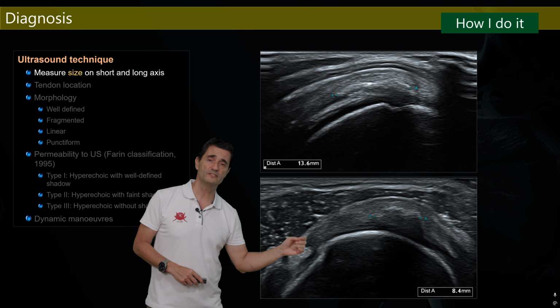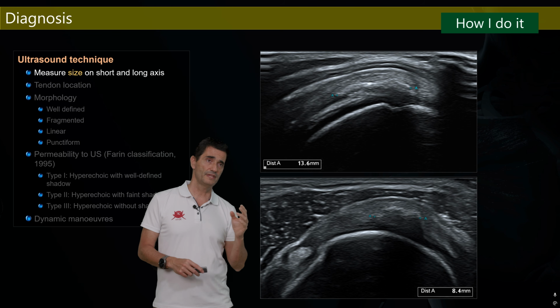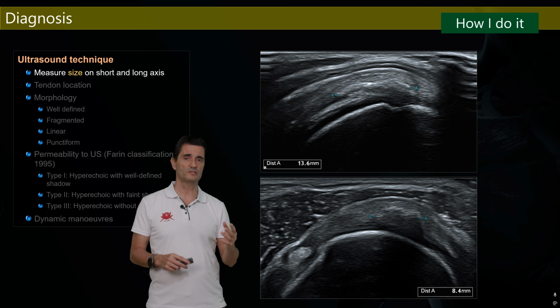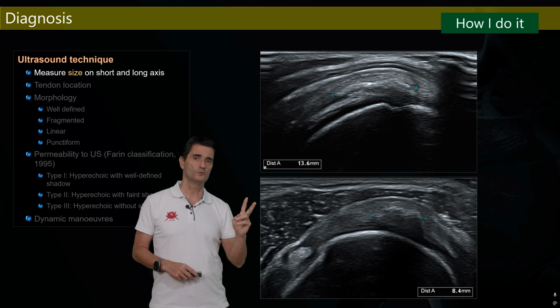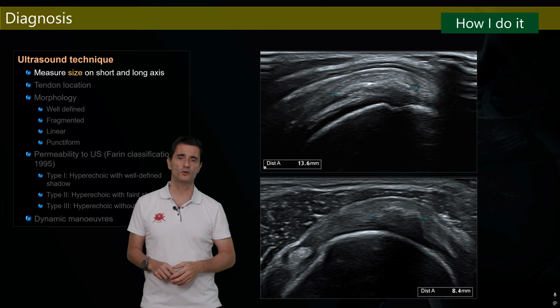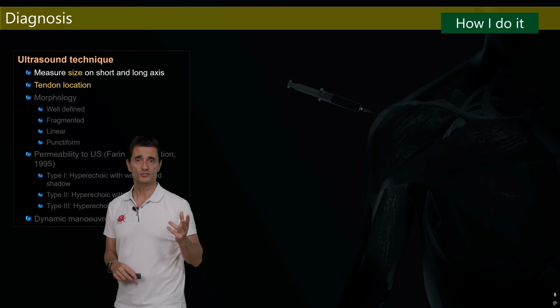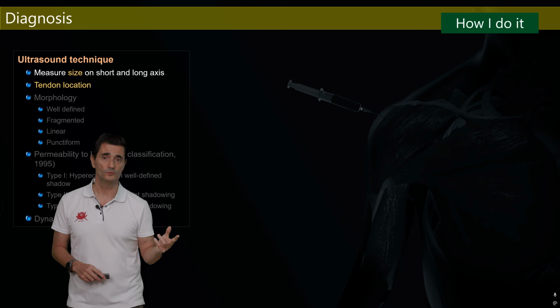Okay, we need to have an estimation of the volume of this calcification in order to think about evacuating or other possibilities. So we need two measures at least of the calcification, in the long axis and the short axis. Don't forget that. Second, the tendon location, of course, is important too.